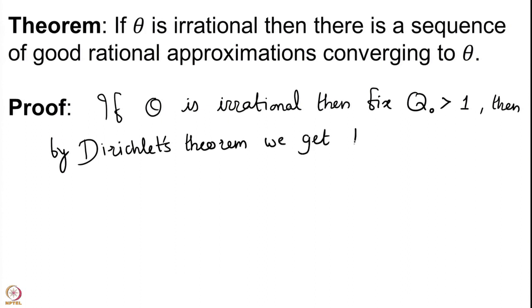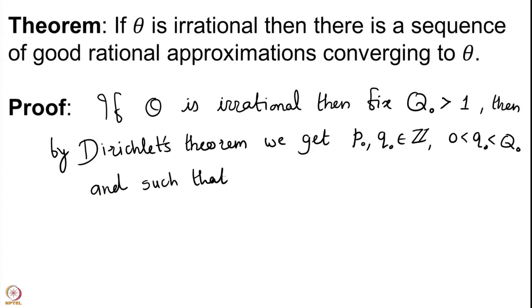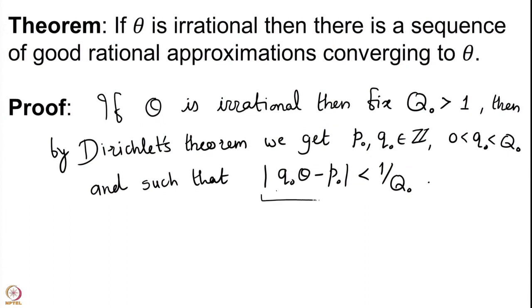we get p0, q0 integers, of course, we have this inequality for the integer q0, which is therefore going to be a positive integer, and such that mod q0 theta minus p0 is going to be less than 1 upon q0. So, this is the inequality that we are going to get. This is the construction that we have learnt in our previous lectures, that there are these integers p0, q0, but q0 is a positive integer with the property that this condition holds. But of course, theta is an irrational number.